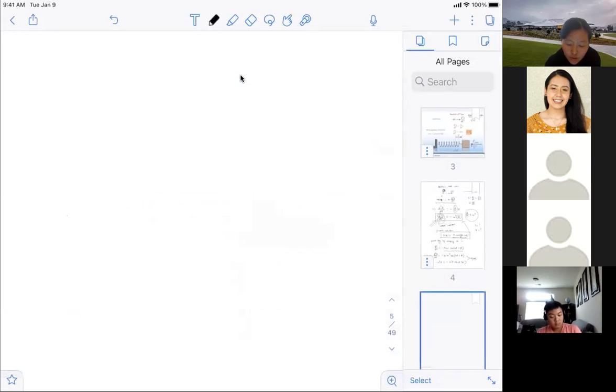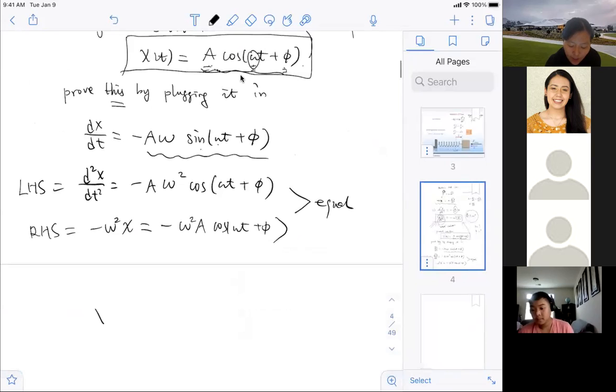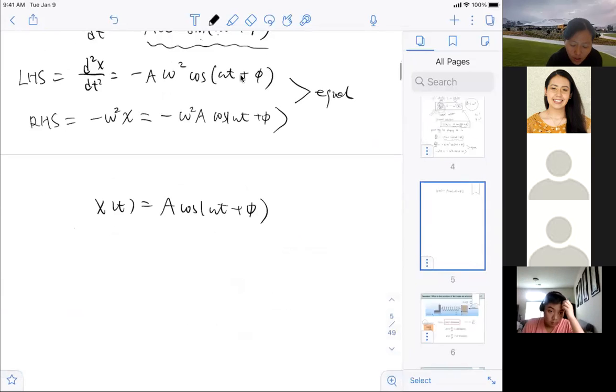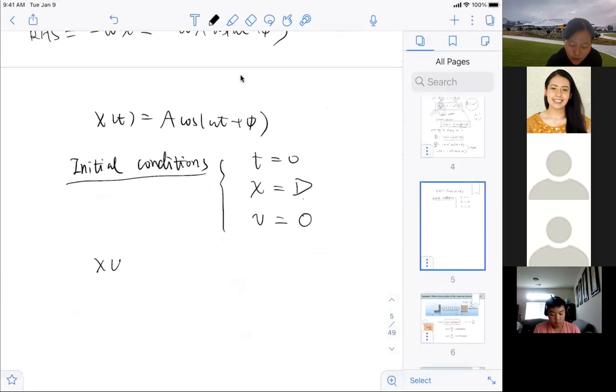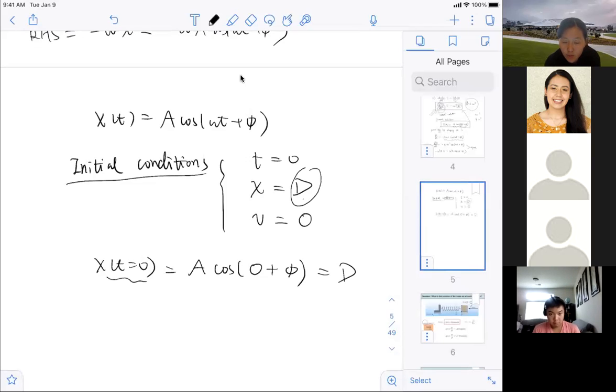I can plug these initial conditions into the equations I had just found. So I found this equation. I will use my initial conditions to tell me what these constants have to be. The initial conditions are that at t equals 0, the position is at the fully stretched distance, and the velocity of the object is also 0. So let's plug in t equals 0. According to my equation, at t equals 0, this is A cosine of 0 plus phi, and that has to equal d, which was given.